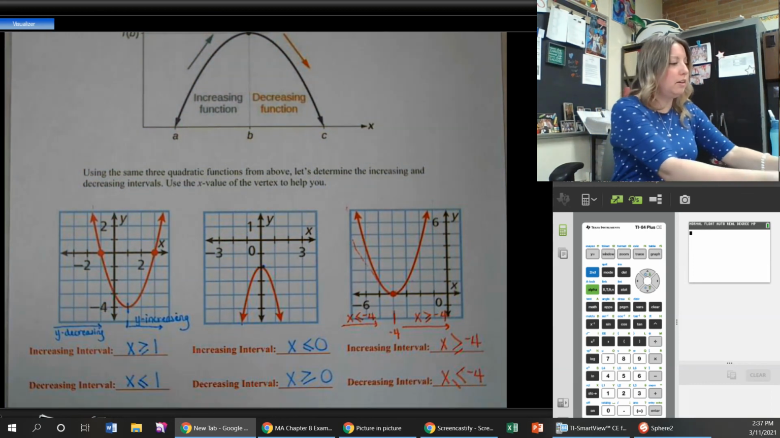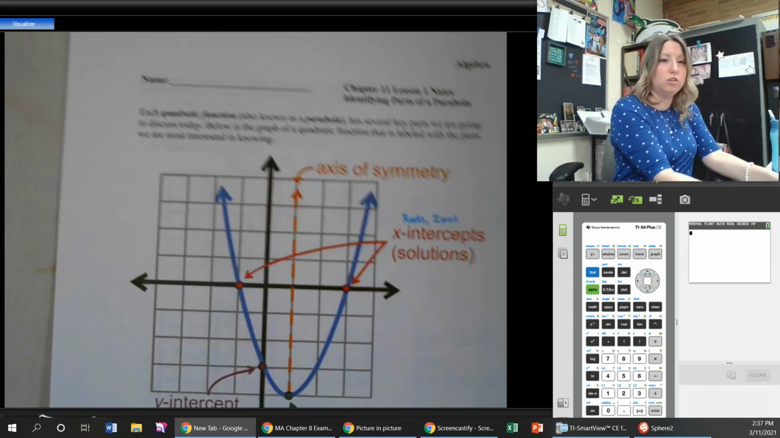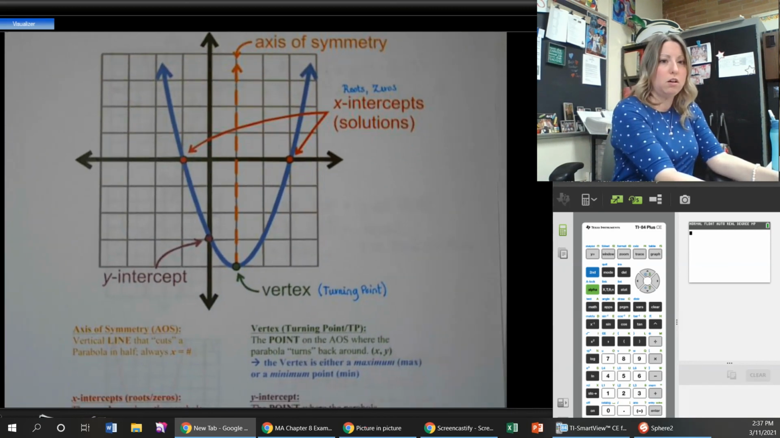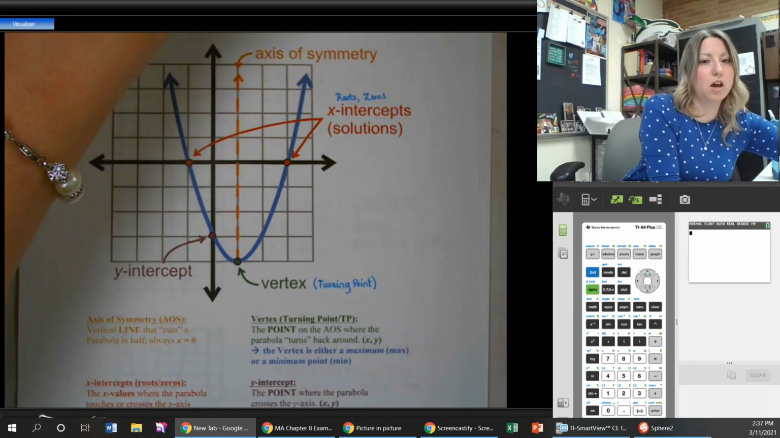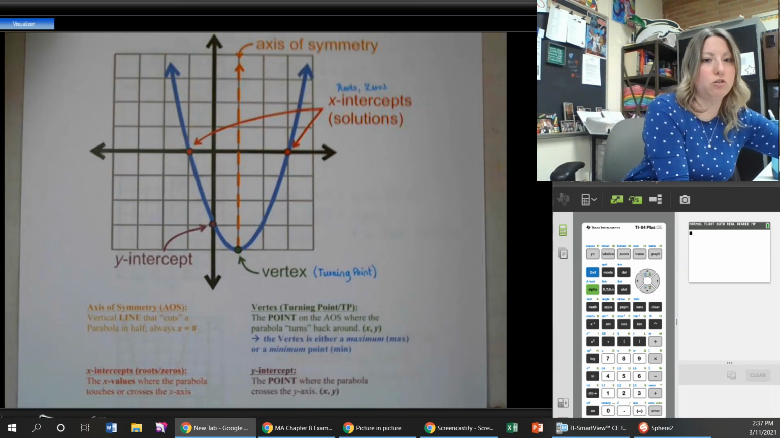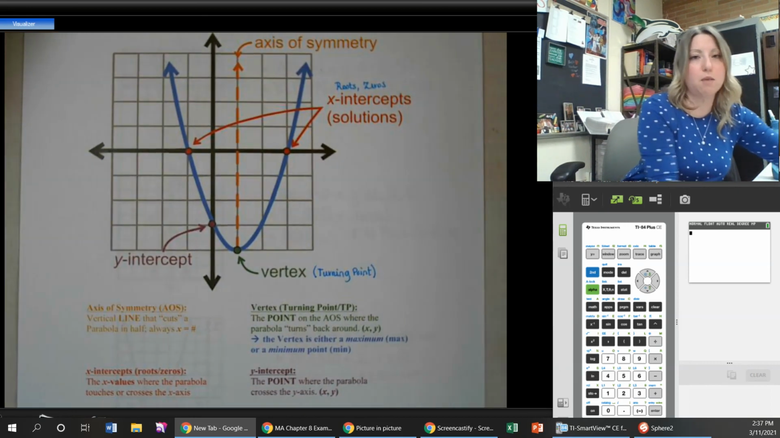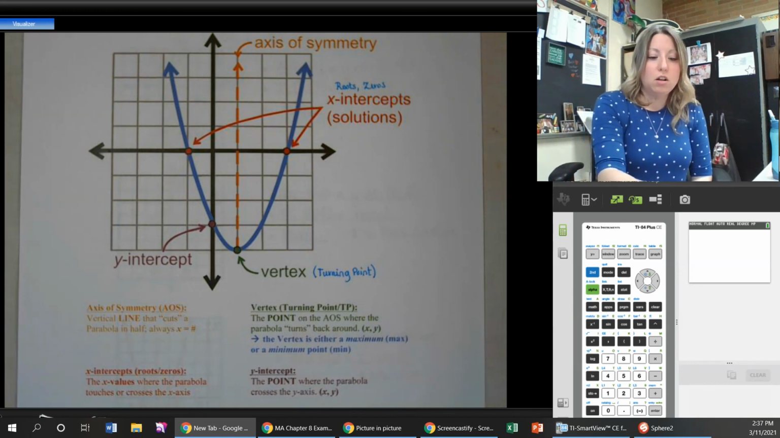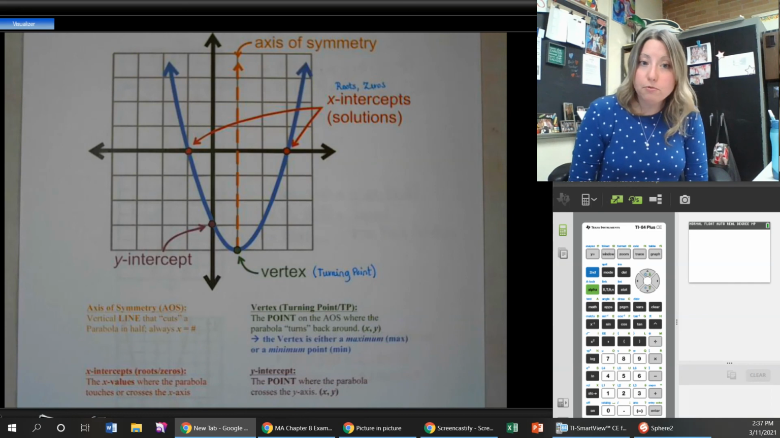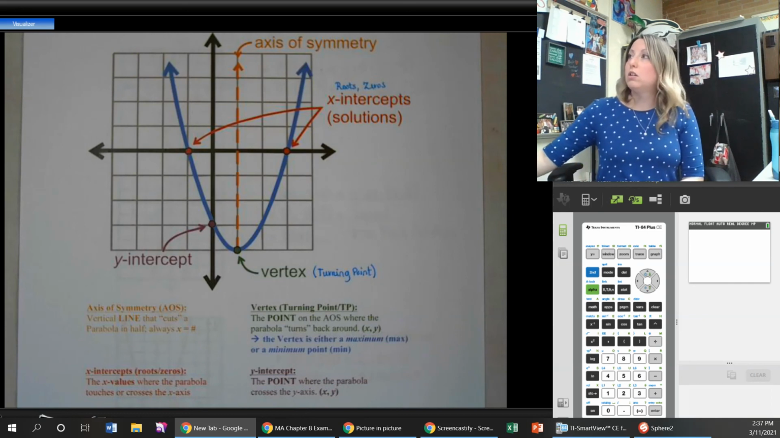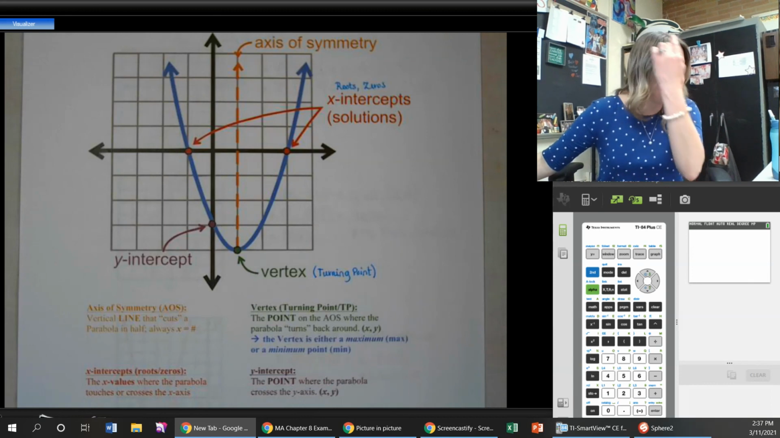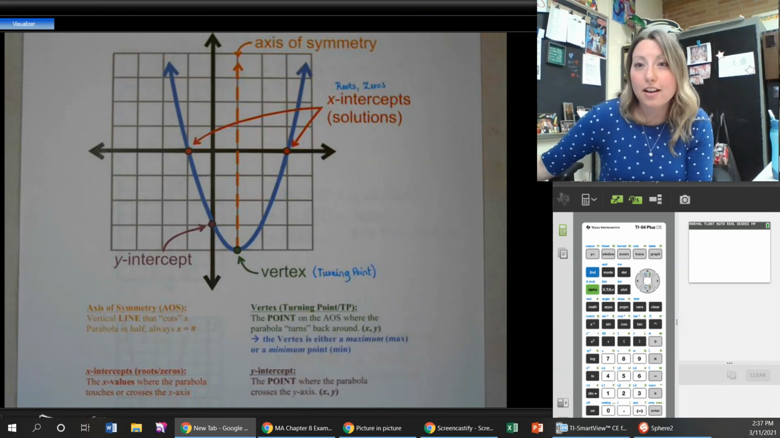Go ahead and make sure you know what each of these pieces is on your parabola, how I abbreviate them, and how I move forward from there. Let me know if you need help labeling your graphs or stating the values, but I think that's going to be okay. If not, we'll do it together, and good luck, and I will see you soon.